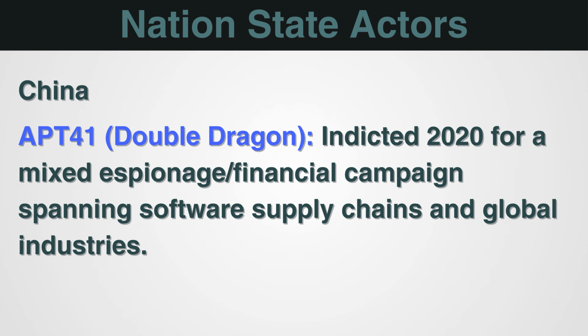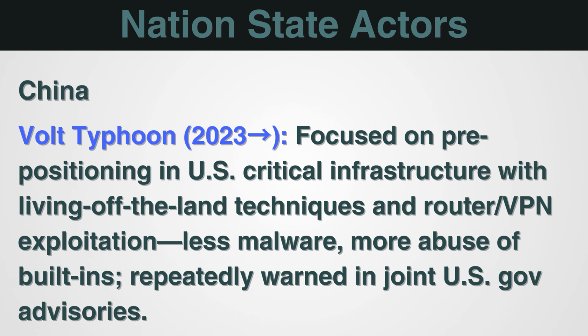And then APT41, Double Dragon, indicted in 2020 for a mixed espionage and financial campaign spanning software supply chains and global industries. We have Volt Typhoon, 2023 onward, focused on pre-positioning in U.S. critical infrastructure with living off the land techniques and router VPN exploitation: less malware, more abusing built-ins, and repeatedly warned about in joint U.S. government advisories.